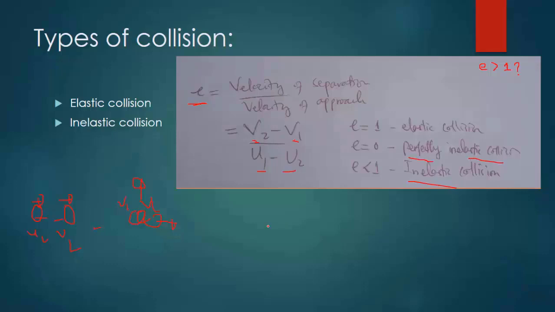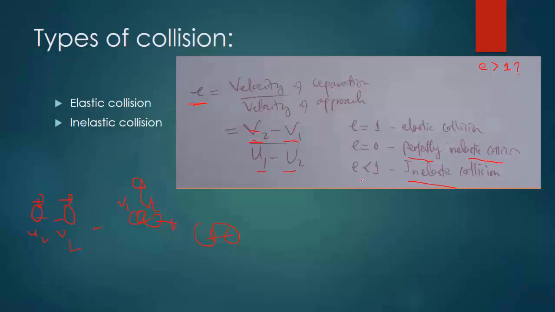Perfectly inelastic means they stick together. After collision, they stick together. So if they stick together, it means V2 is equal to V1 because they are moving together. So V2 is equal to V1, minus inakuwa ni 0. So 0 divided by that tunapata 0. So when E is equal to 0, it means they are sticking together. It is perfectly inelastic collision.